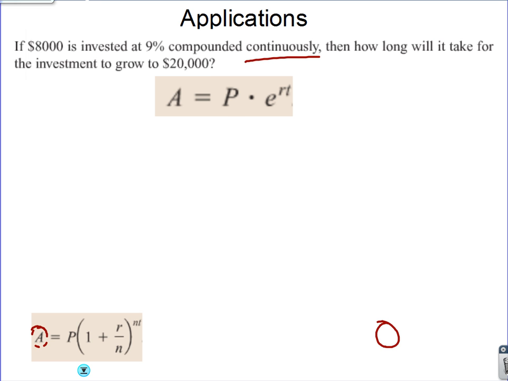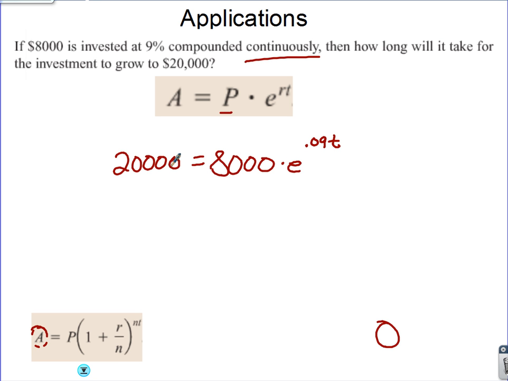So it says if $8,000 is invested, that's your principal, at 9% compounded continuously, so e to the 0.09, how long will it take? We don't have a time for the investment to grow to 20,000. So you see now why we needed these logarithms before we could solve these types of problems.